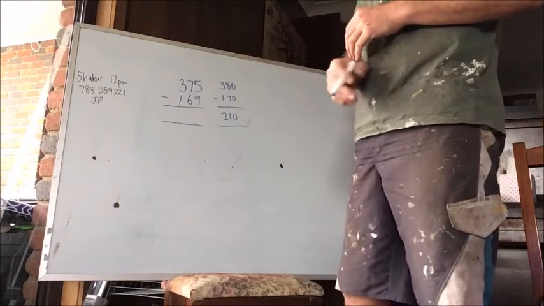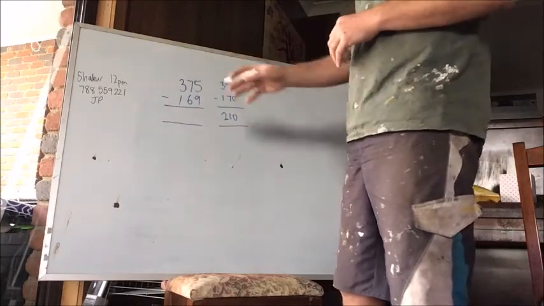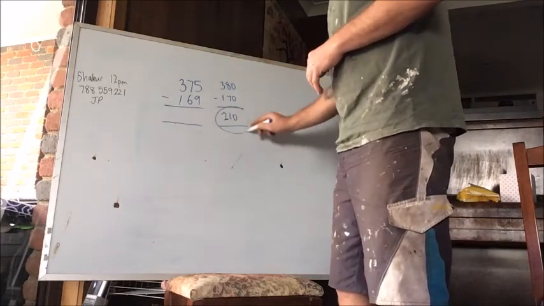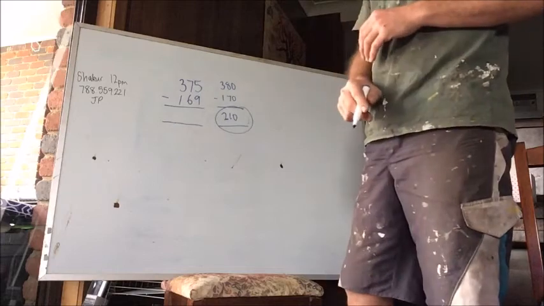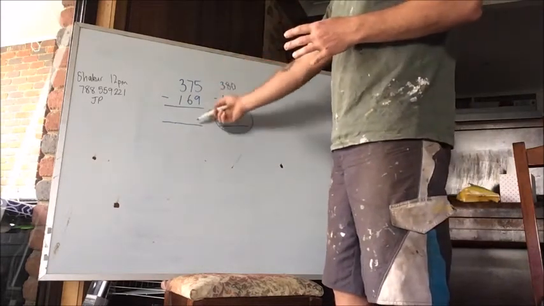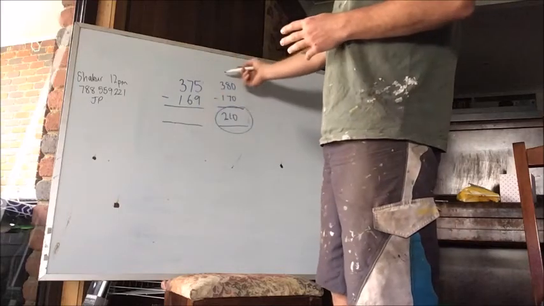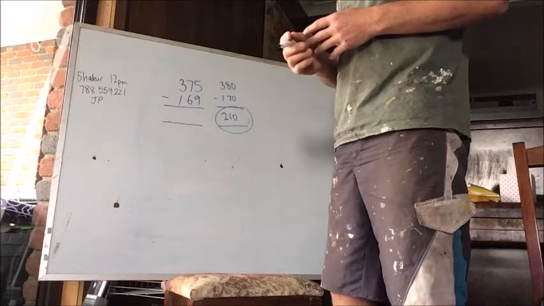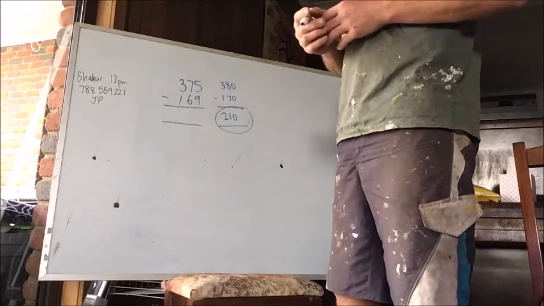So this is what we worked on in the first couple of weeks. So this is how we do it. So we estimate. We think that it's going to be around about 210. Okay, so that's the first step. We've got our vertical algorithm. We've rounded. We've estimated. Now what we need to do is figure out what the answer is.